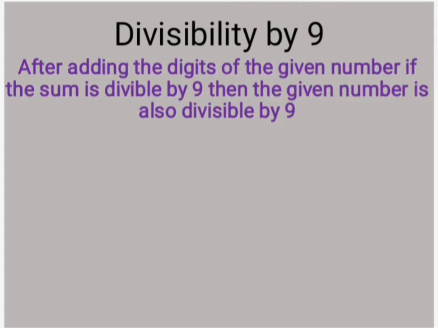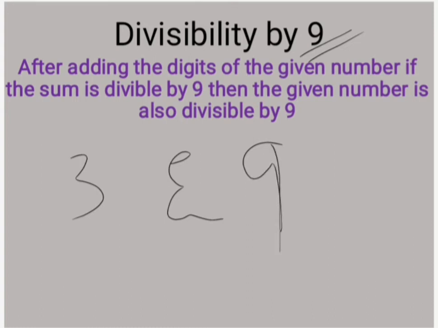Next, move on to the fourth divisibility rule, divisibility by 9. After adding the digits of the given number, if the sum is divisible by 9, then the given number is also divisible by 9. So divisibility rule of 3 and divisibility rule of 9 are same. In both the rules, you are going to add the digits. So if adding the digits gives you a number which is divisible by that given number, then we consider that the number is divisible by 9 also.